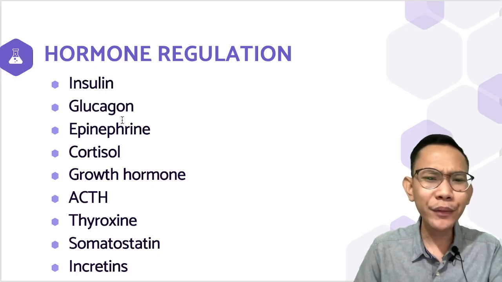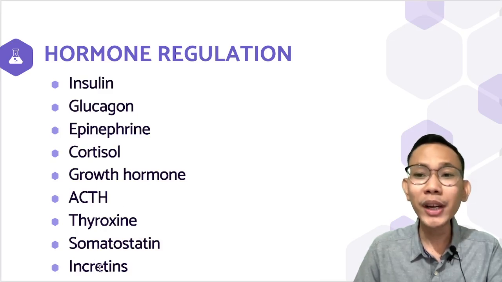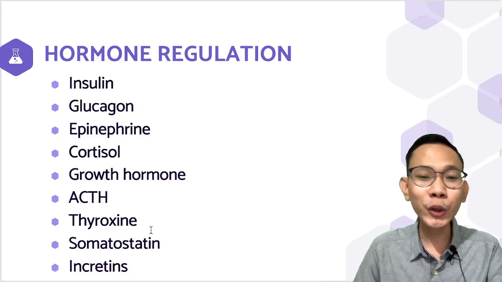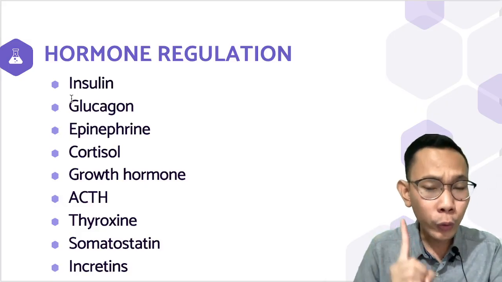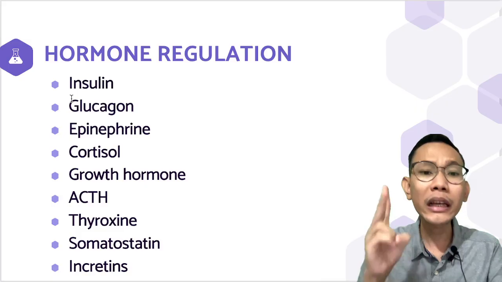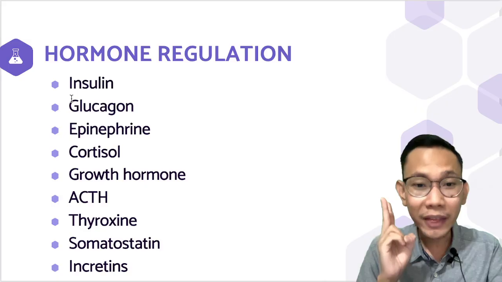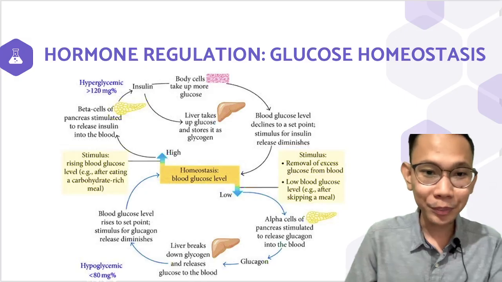Again, these are the different hormone regulation. Insulin, glucagon, epinephrine, cortisol, growth hormone, your ACTH, your thyroxine, your somatostatin, and your incretin. So later on, we will know ano kayang effect ng mga different hormones na ito. Does it increase your glucose in the blood or decrease your level of glucose in the blood? That's gonna be the question. Malalaman natin yan in a while.